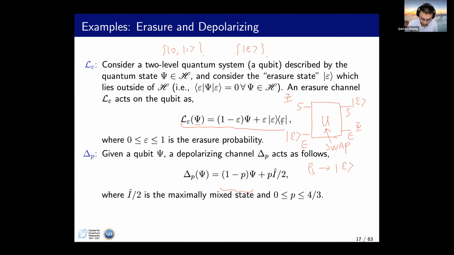What you need is a probability mixture of having a swap and not having a swap. That's going to be realized by introducing yet another environment, which is in a superposition of two states. Let's be consistent: epsilon is the error probability of being erasure, so let's do this state. This is going to be a control qubit acting on the unitary here, and the unitary now is just a simple swap.